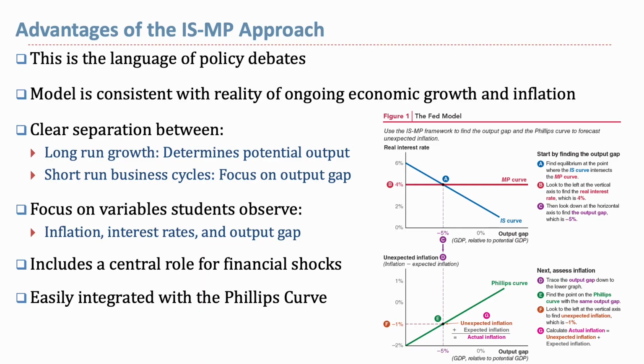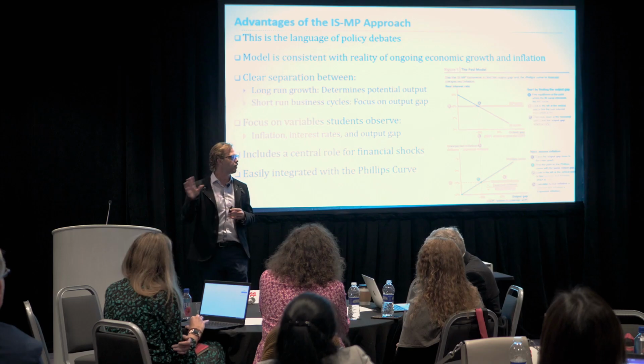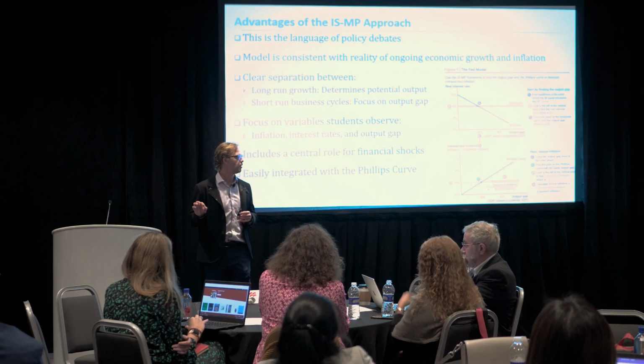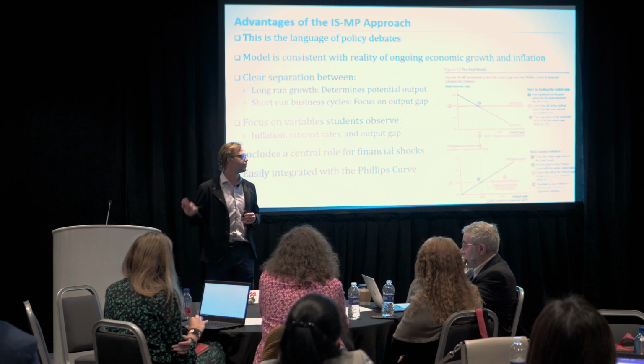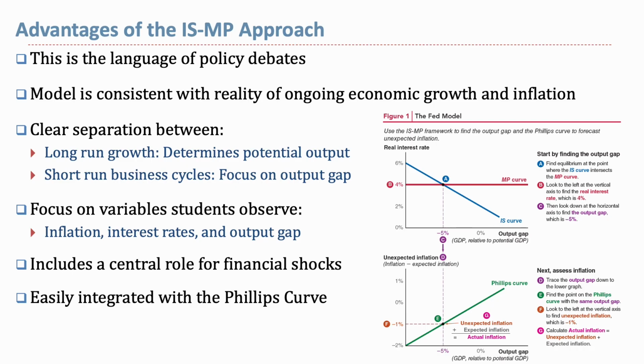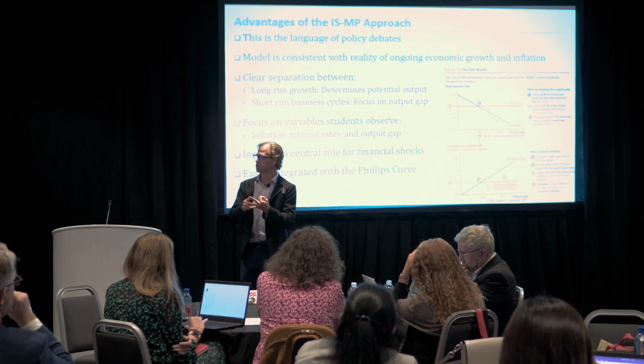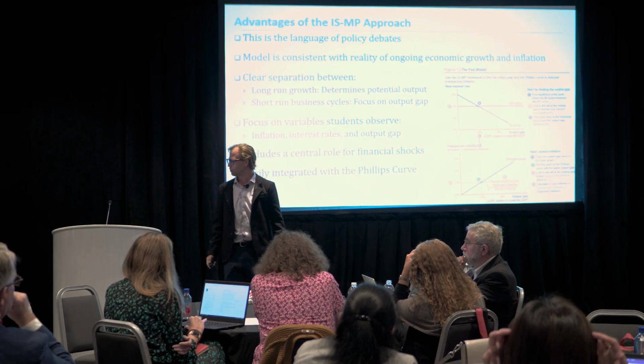And I haven't spent time on this, but it's very easily integrated with the Phillips curve. Because the central real variable here is the output gap, which maps perfectly onto a Phillips curve. The way we talk about Phillips curves is about a relationship between the output gap and unexpected inflation. We can take the analysis we just talked about, and if you want to teach the Phillips curve, you can connect the two very easily. And now we can talk about not just output and real interest rates, but also inflation, all in one single model.